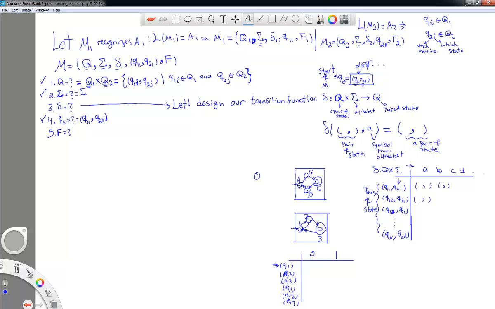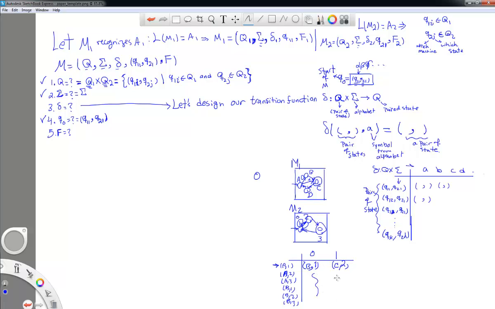Then I see what M sub 1 does. Let's say that M sub 1 goes from A to B. So this goes to B. And then I see simultaneously what M sub 2 does. Let's say that M sub 2 stays in 1 for 0, for example, right? So then it goes to B comma 1. And then let's say that for 1, A goes to, I don't know, C, right? Then here I say A goes to C, and then B for 1 goes to 2, and so on and so forth.